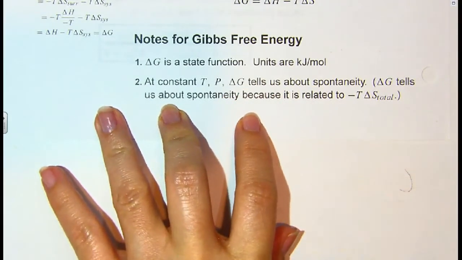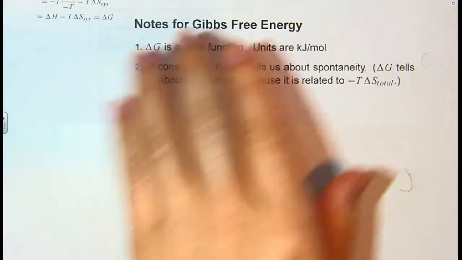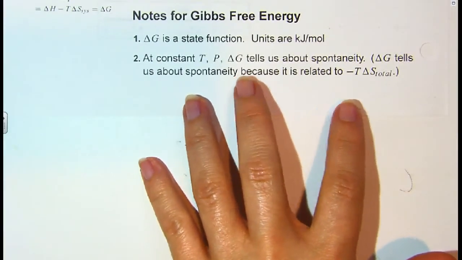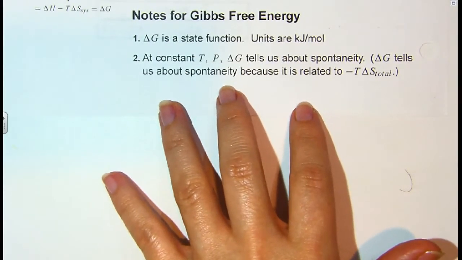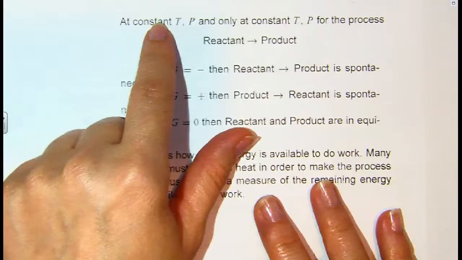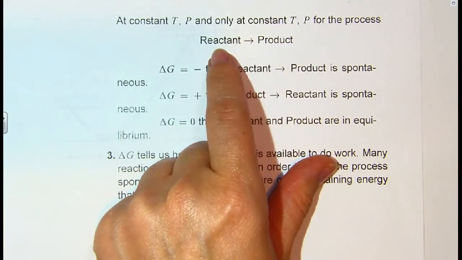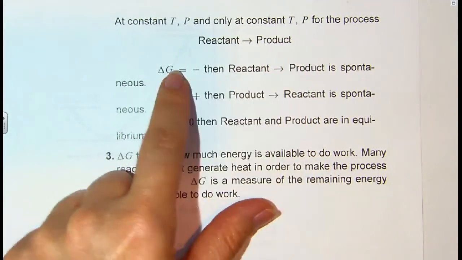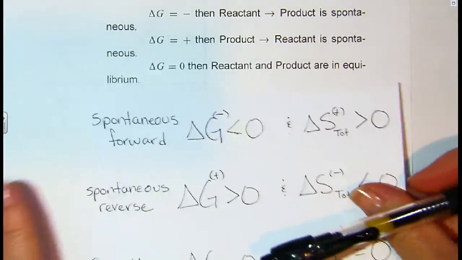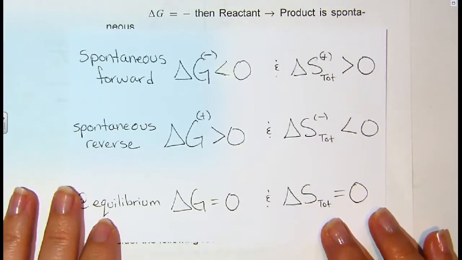So just like the delta S total of the universe is used to describe a reaction as spontaneous forward or in reverse, or at equilibrium it's not spontaneous, we use delta G also to basically represent the same thing. At constant temperature and pressure, and only at constant temperature and pressure, for the process of a reactant going to product, the following are true. And I'm going to go ahead and substitute in right here my little note card, because it basically says the same thing, but it includes the delta S total.